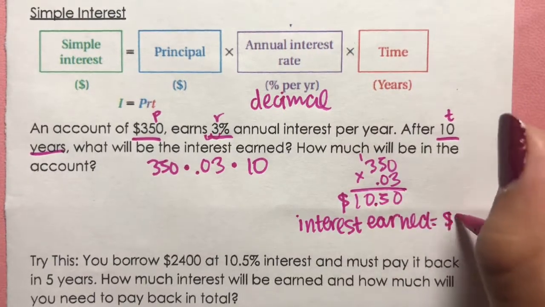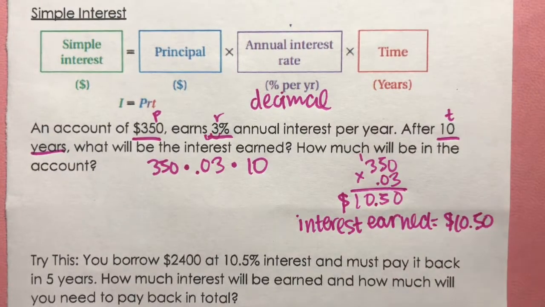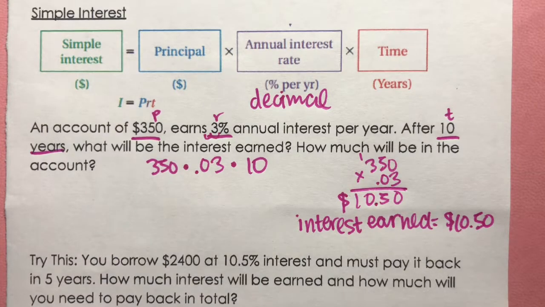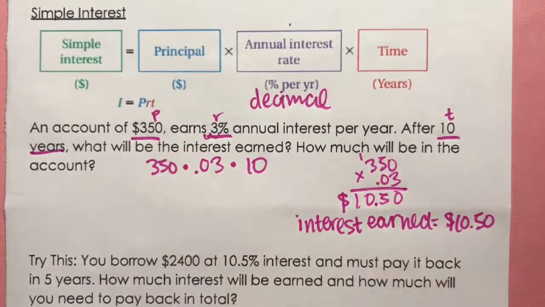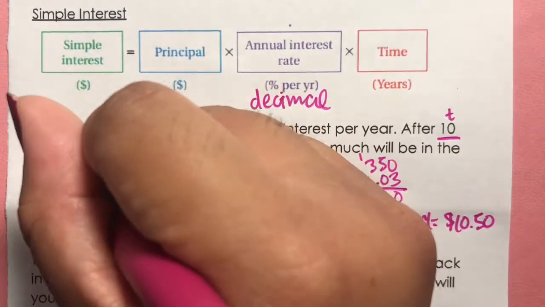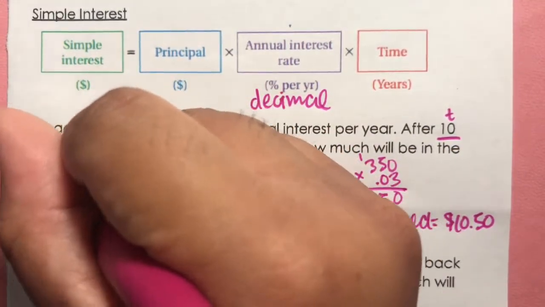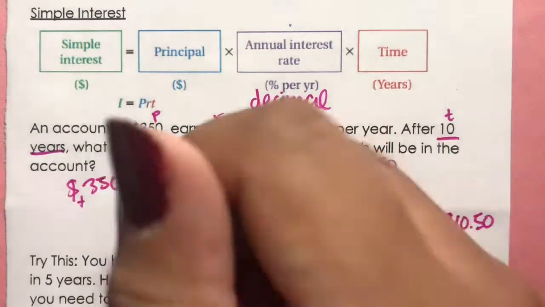Interest earned, $10.50. Now we need to know how much will be in the account after the 10 years, if you don't touch the account. So we need to take this amount and add it to 350. So 350 plus 1050.